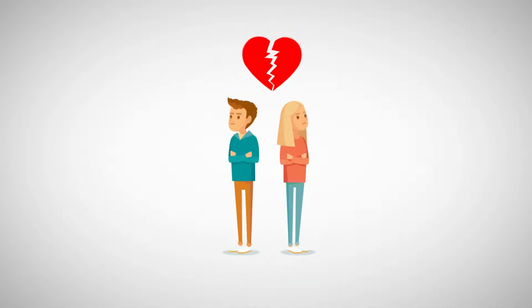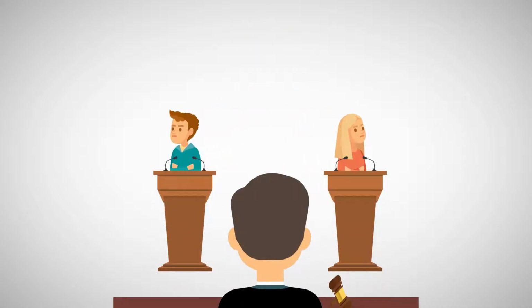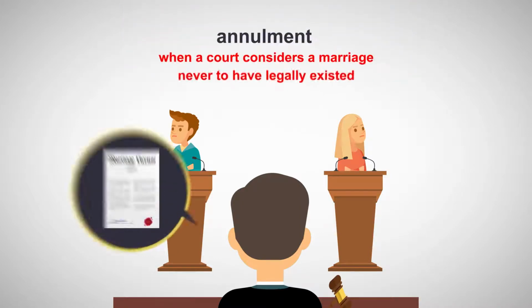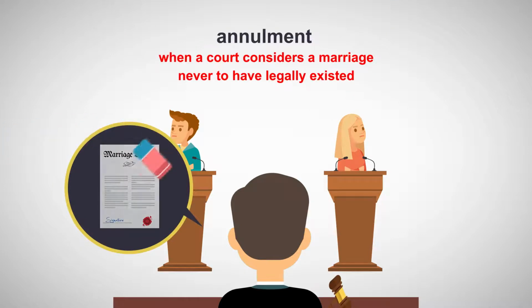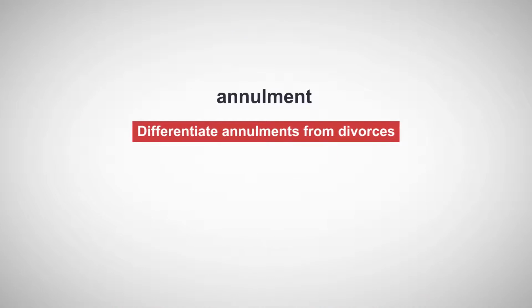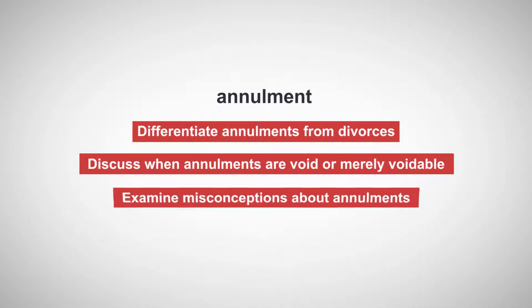Marriages do not always stand the test of time, and couples often find themselves in courtrooms wishing to have their marriages terminated. Many go to court asking for a divorce, but some will request an annulment instead. A marriage annulment is when a court considers a marriage never to have legally existed. In this presentation, we will differentiate annulments from divorces, discuss when annulments are void or merely voidable, and examine misconceptions about annulments.